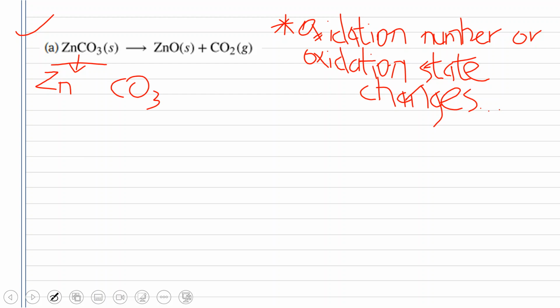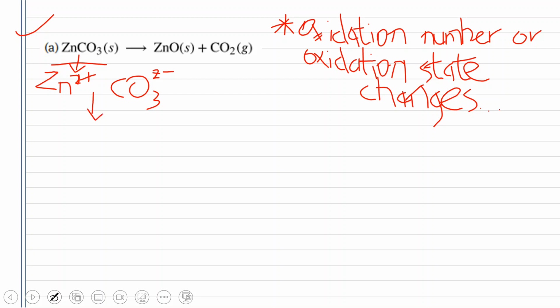Okay, so zinc. Now, if you don't know the charge for zinc, let's think about carbonate. What's the charge for carbonate? Anybody? CO3 has a charge of 2 minus. The only way they existed together is that zinc also has a charge of 2 plus.